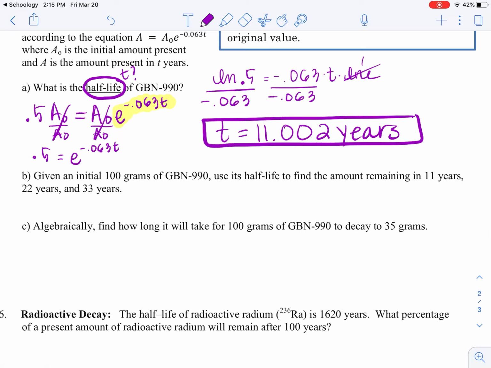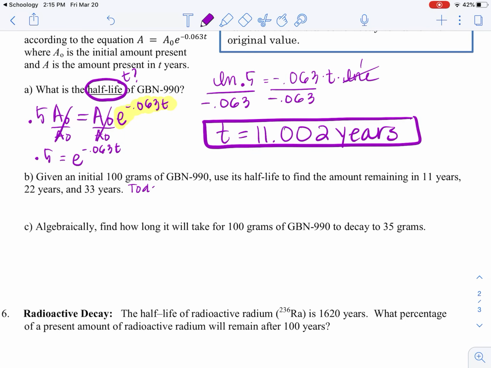All right, next one says, given an initial 100 grams. So now I'm telling you, okay, well, I have 100 grams of GB990. Use its half-life to determine the amount remaining in 11 years. All right, so today, there's 100 grams.